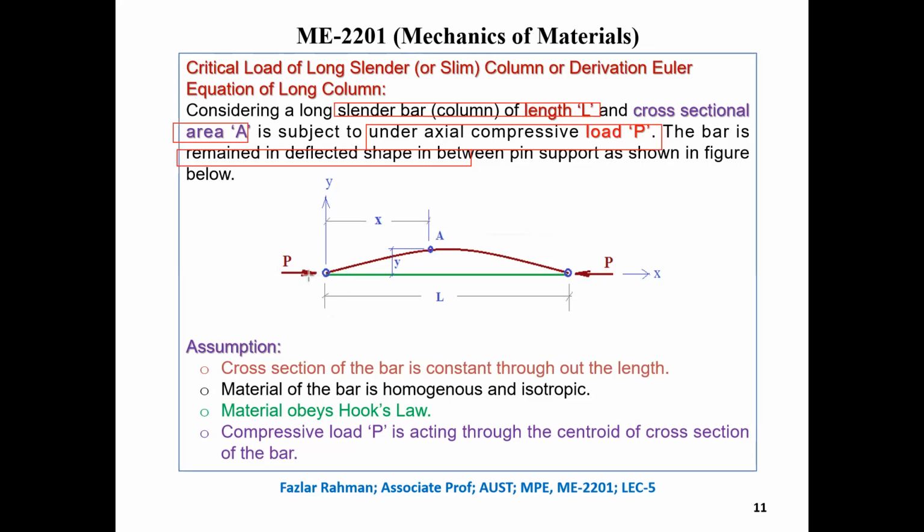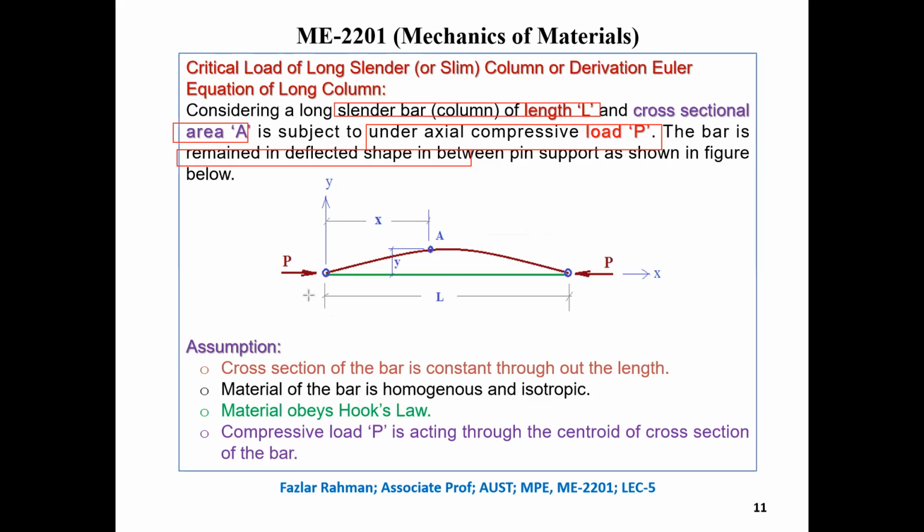If we are able to figure out the value of P, that will be the critical load, because it is the minimum value of P that the column can hold in a deflected shape and carry without failure. That means if P is found to be 500 pounds or 500 Newton, but you increase it to 510 or 505, then the column will fail.